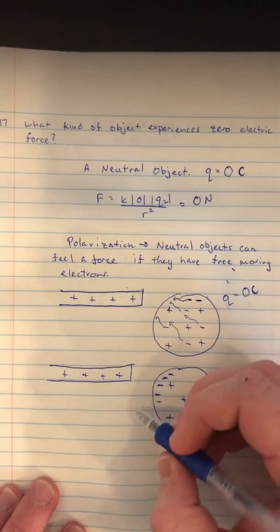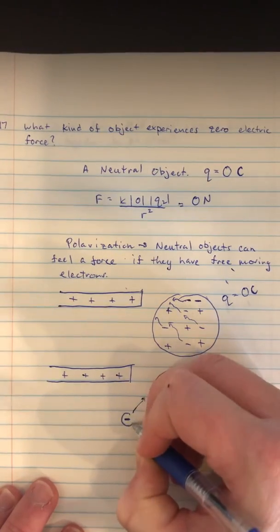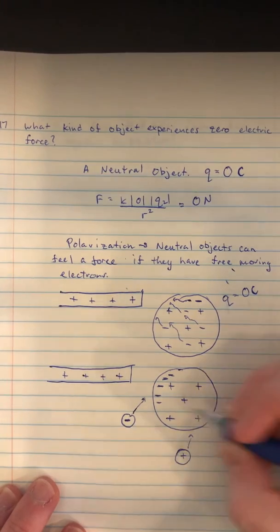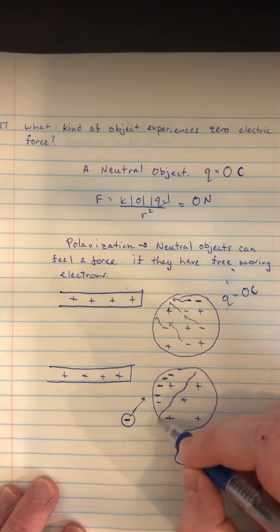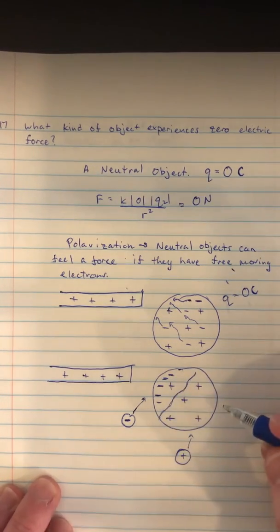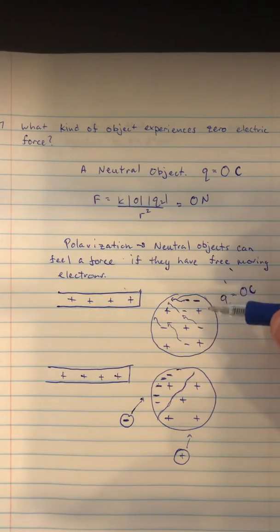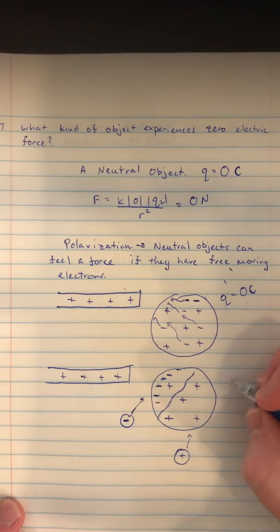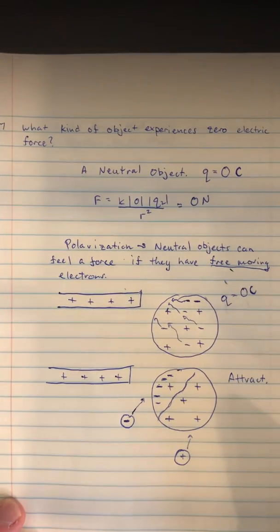Now, this half becomes negatively charged. This half becomes positively charged, because all the negatives are over here. We get kind of a split down the middle where this part is negative, this part is positive. And because the negative part is closer, we get an attraction. So we had something that was neutral, but we can still get the object to attract to something if it has free moving electrons.